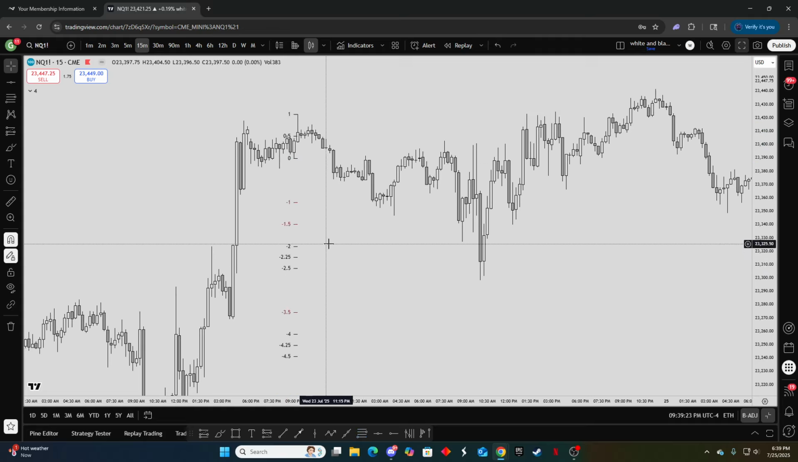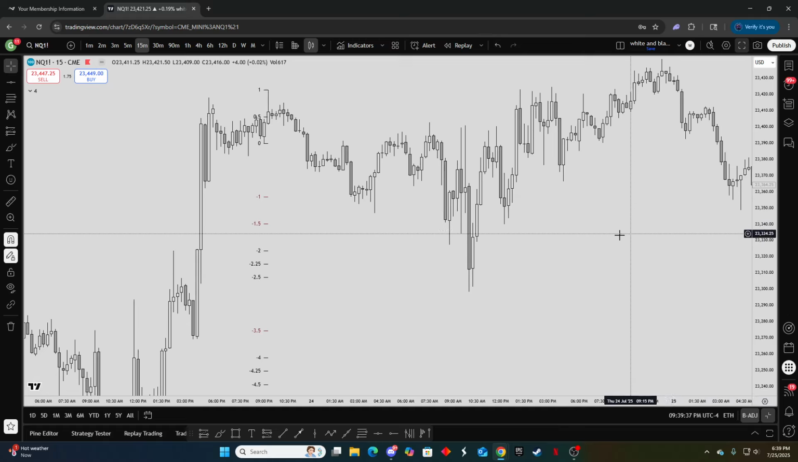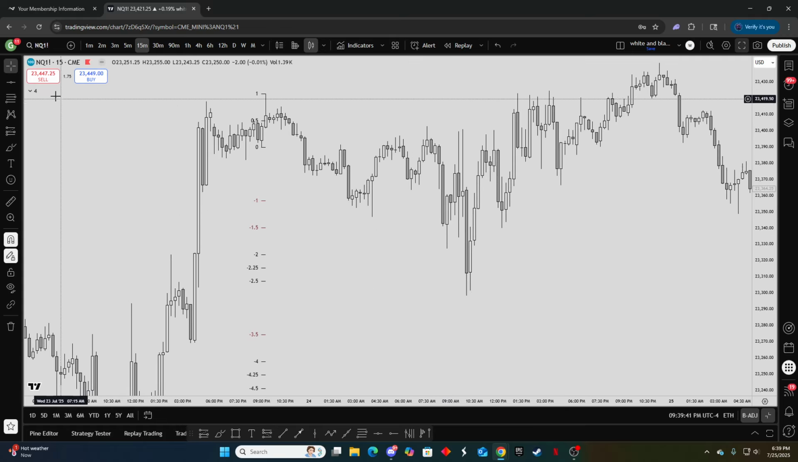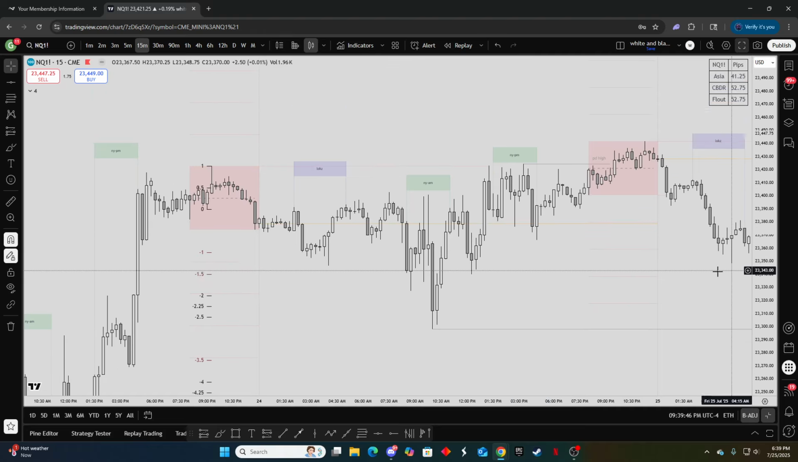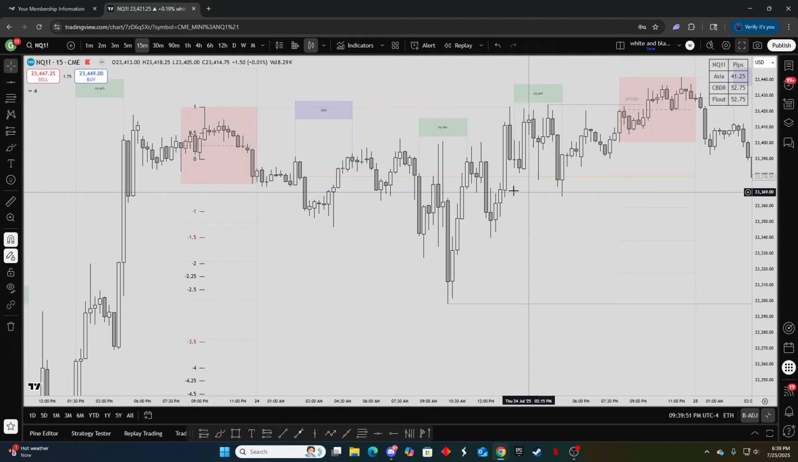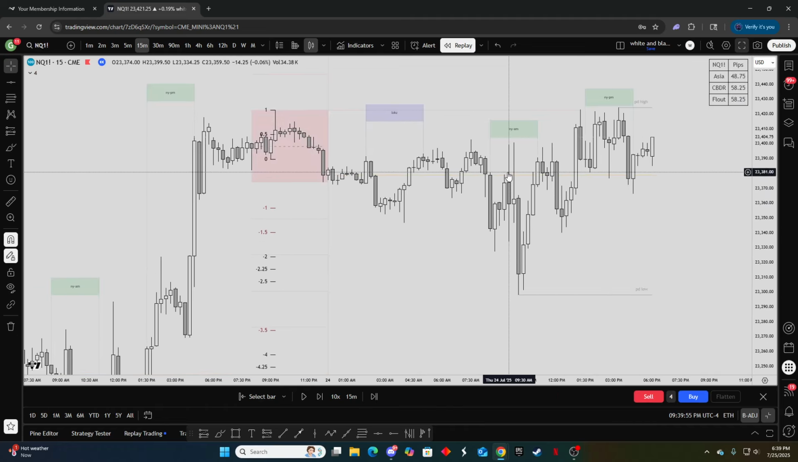So right here, I put a fib. I did my standard deviations from here, since this was the high in Asia. I drew it out from here. Let me put out the market profile so it'll be a little easier. I don't know why the colors are like that, to be honest. But anyways, this was the short.